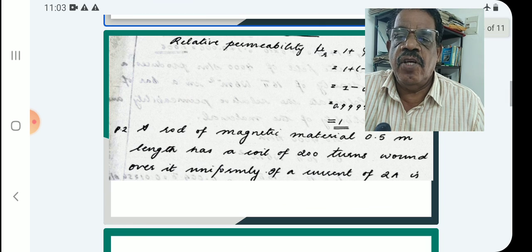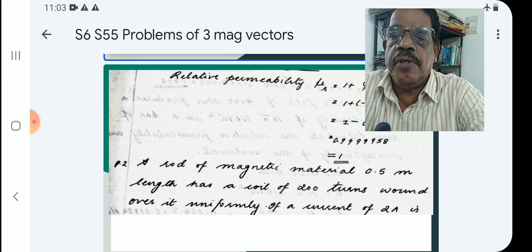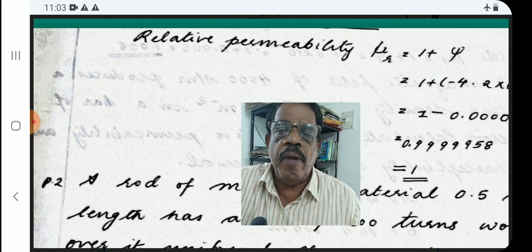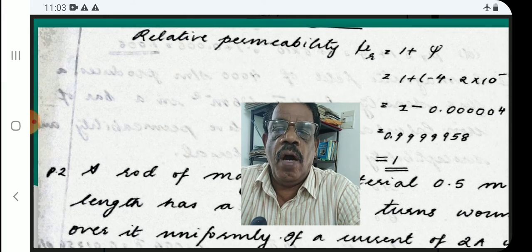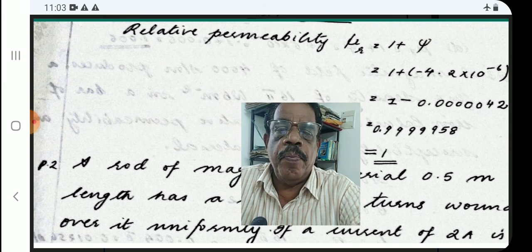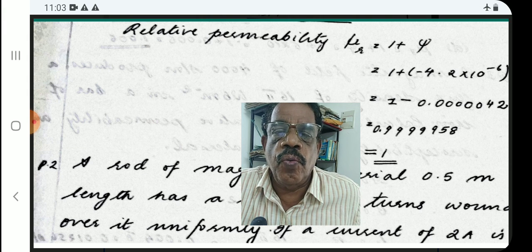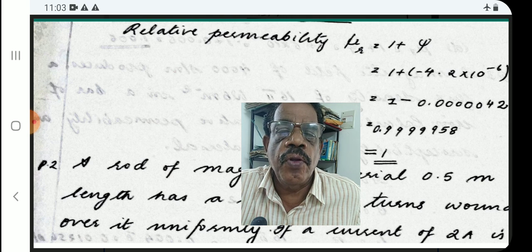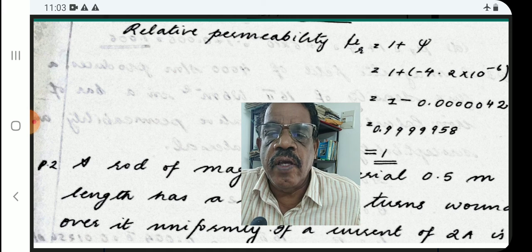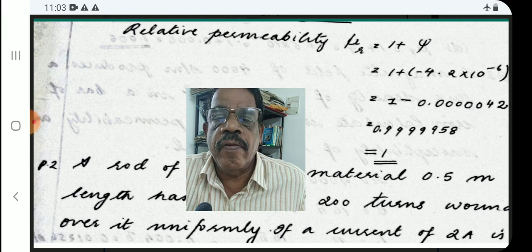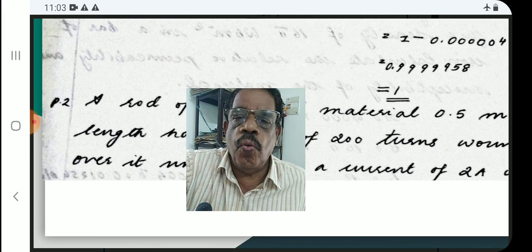Then we can see what the relative permeability is. Relative permeability mu r is 1 plus psi, 1 plus minus 4.2 into 10 raised to minus 6, which is equal to 1 minus 0.0000042. We get 0.9999 and so on, which is nearly equal to 1.